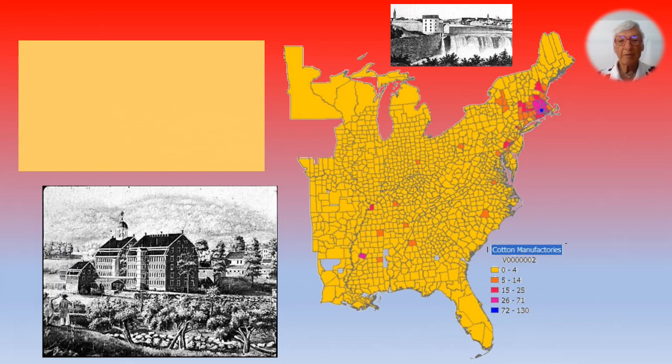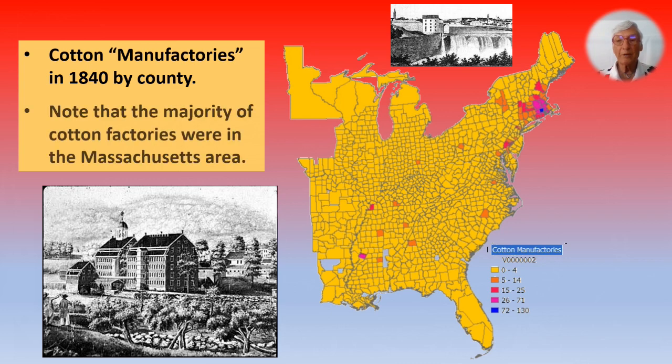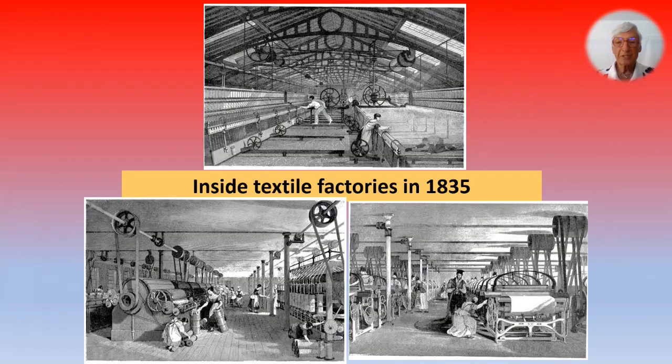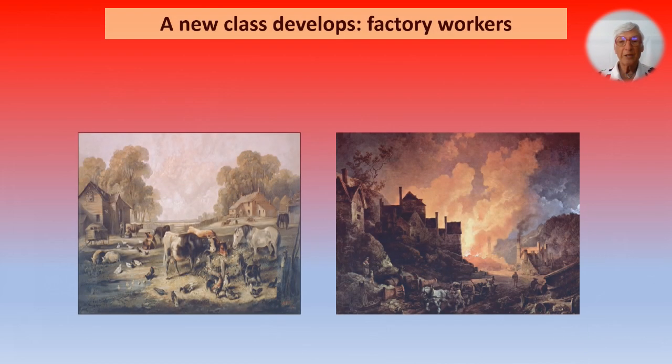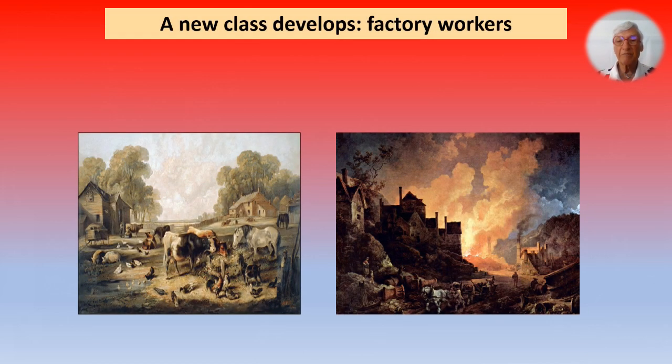And of course, the cotton manufacturers and counties were pretty much all in the northeastern United States, and in particular, they are in Massachusetts. The textile factories, as I said, were big, massive things with a lot of whirling machines and belts and so forth. They were very, very unsafe places to work. There were canals and factory towns in 1827. Everything was booming. A new class developed, factory workers.